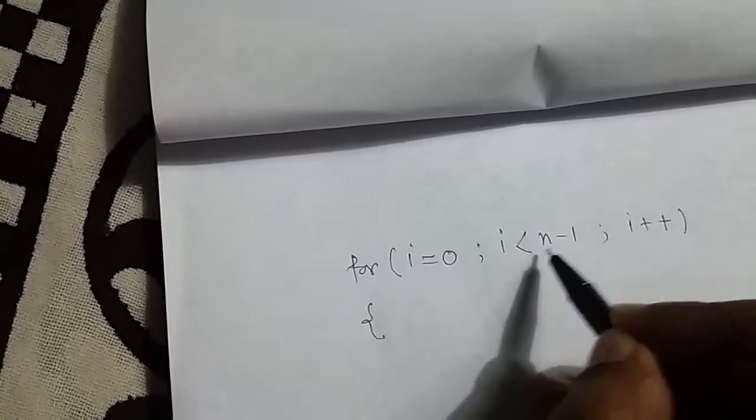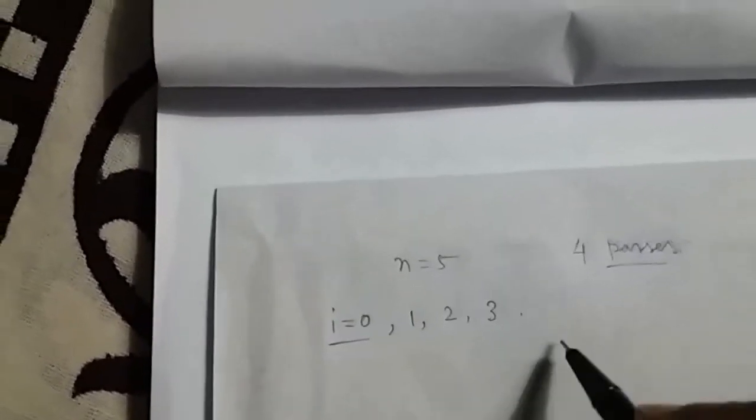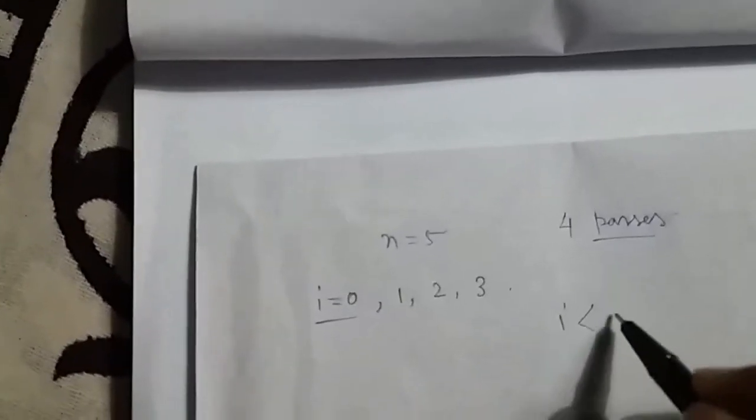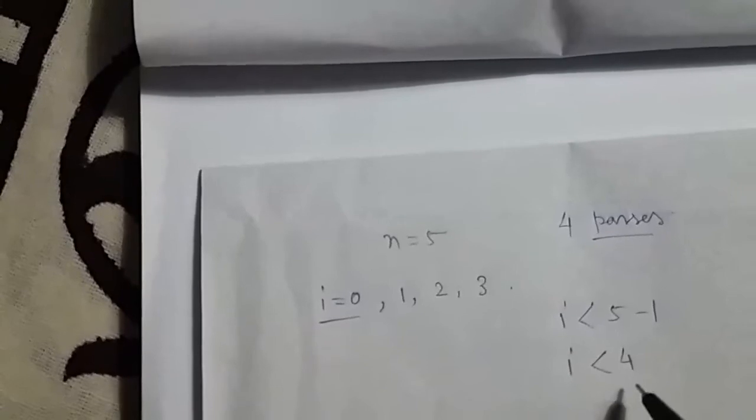Now why i less than n minus 1? Let's analyze it. Total number of elements n equals to 5 and we need 4 passes. The initial value of i is 0, so we need the last value of i as 3 because 0, 1, 2 and 3. So obviously we will get 3 if I write i less than 5 minus 1, that means i less than 4. So I will get the last value as 3.